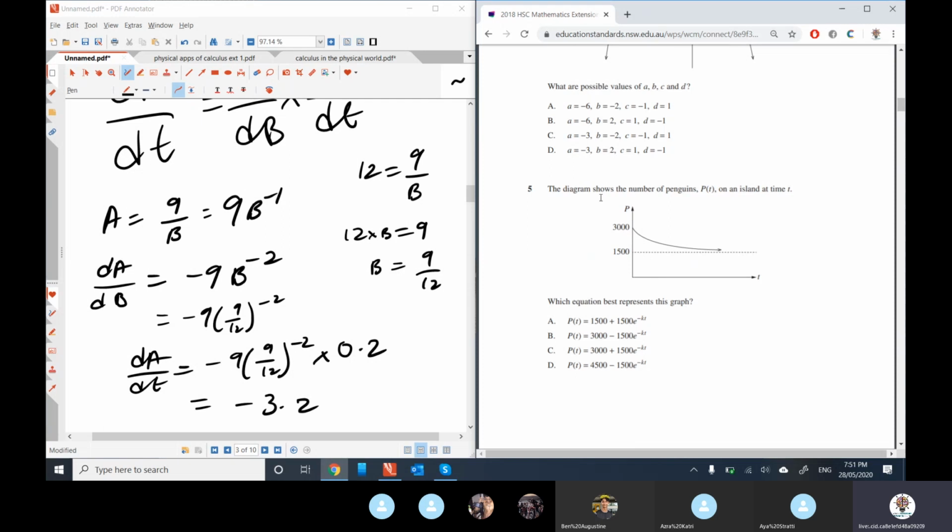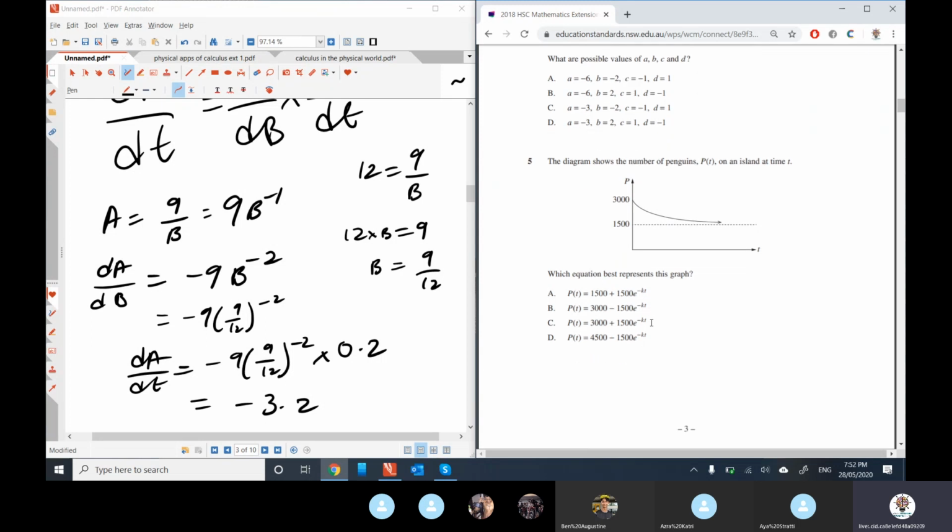So this is part of this. The diagram shows the number of penguins on an island at time t. Which equation best represents this graph? I think we can safely say that when time is 0, you have to get to this value up here. Do we agree on that? When time is 0, it's going to be this value here, because we know that that is a y-intercept. So when this bit's 0, you got to get this y becoming 3,000.